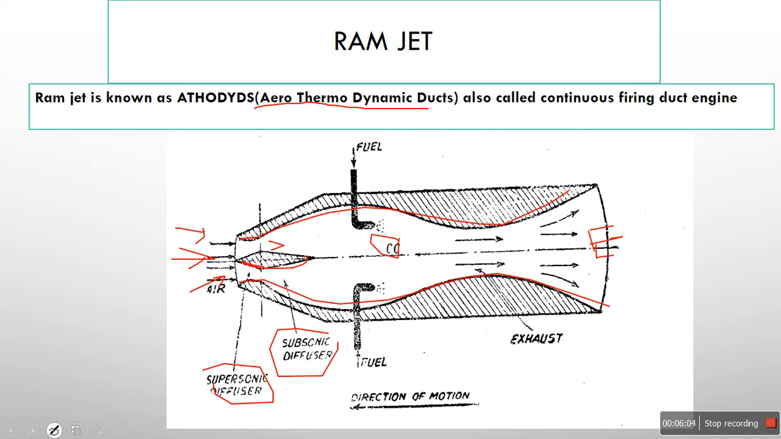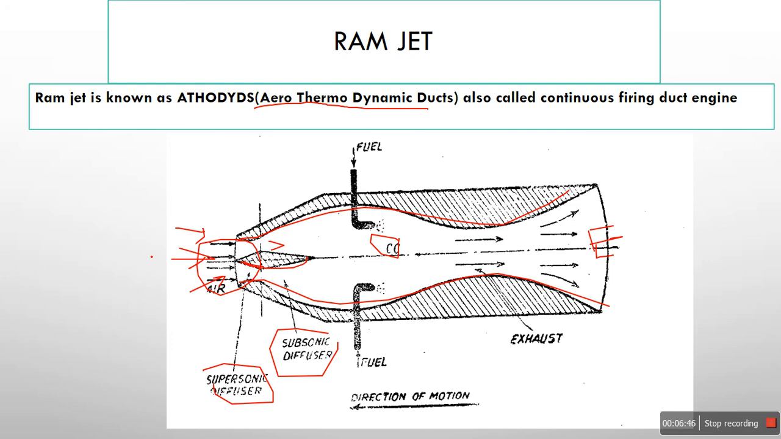And the unit moves in the air at supersonic velocity. Initially the ramjet achieves supersonic velocity with the help of some different jet engines. The air entering the ramjet plant at supersonic speed is slowed down to sonic velocity in the supersonic diffuser. If you see the initial first zone, it is the supersonic diffuser, where the air rushes in and that supersonic velocity is converted into sonic velocity. As the air moves further, the pressure suddenly increases because of the sudden change from supersonic to sonic velocity.